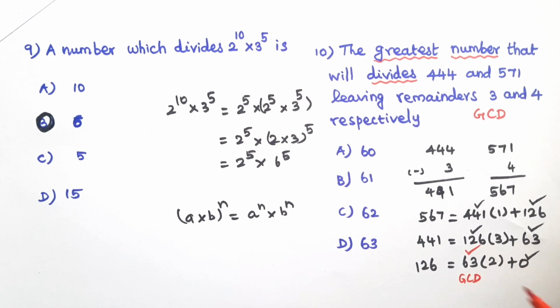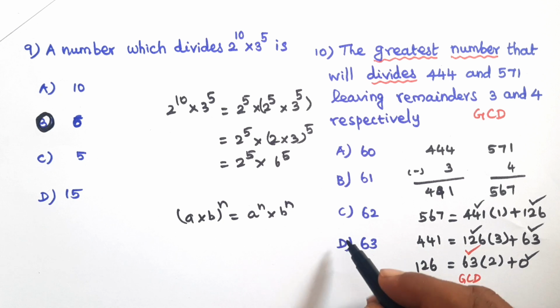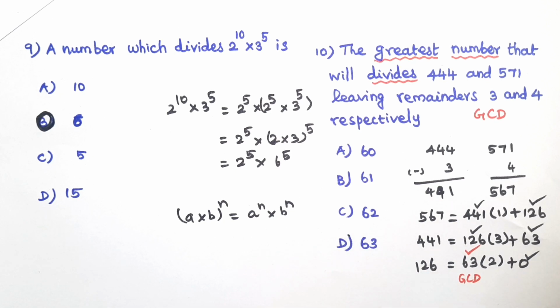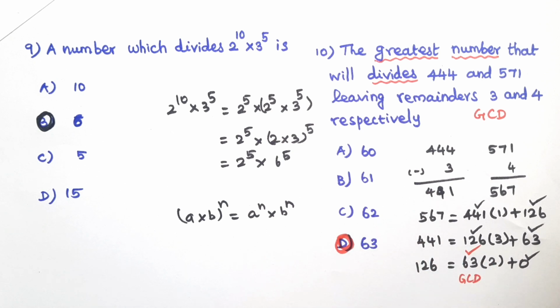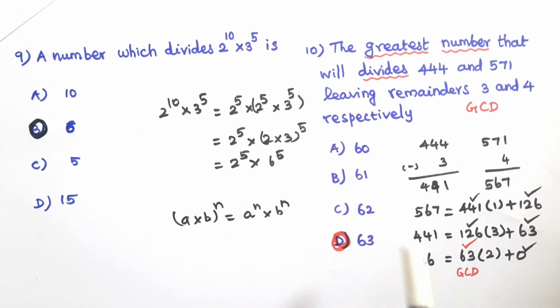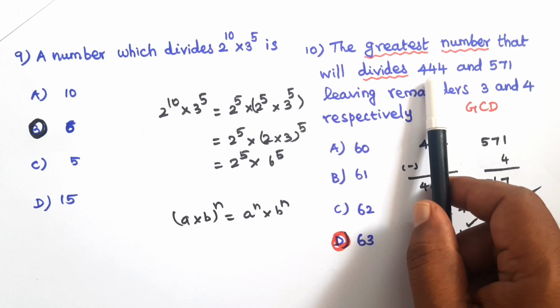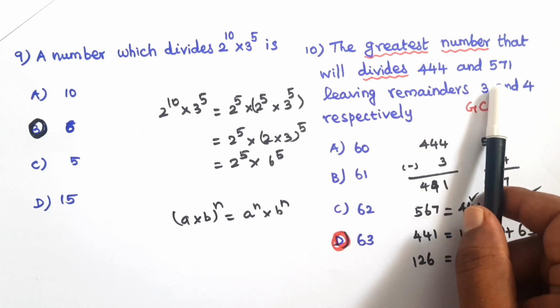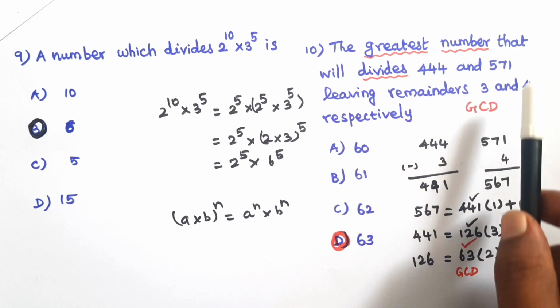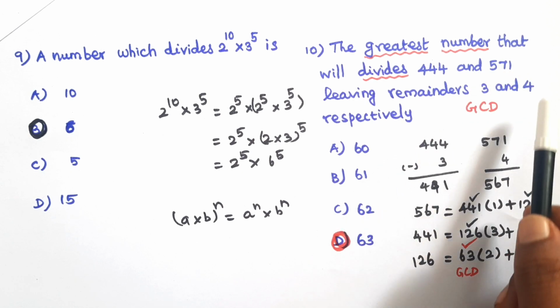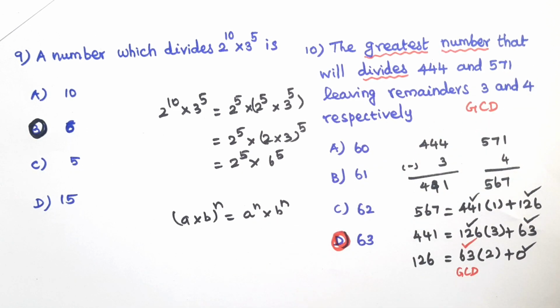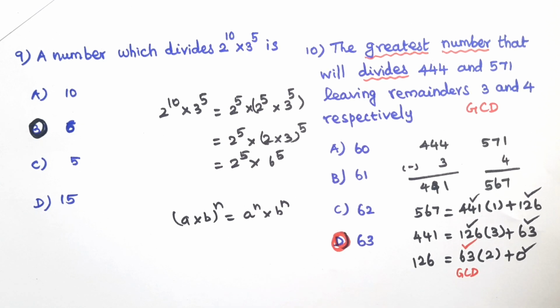GCD is 63, so option D is the correct answer for this one. The greatest number 63 divides 444, and we get remainder 3, and 571 divided by 63, we get remainder 4. So 63 is the correct answer, which is given in option D.